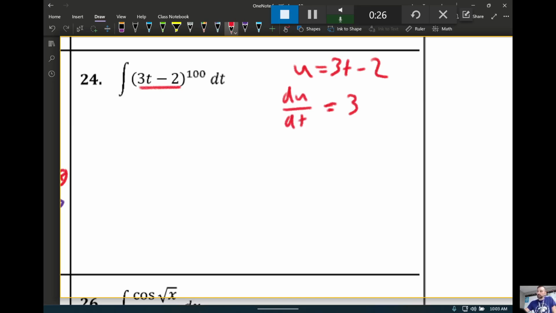Also on this, how do I know it's du over dt and not du over dx? Right, t is a variable in this question. Also, this is a dt. So, okay, then I start trying to make replacements here. It looks like in place of all of this, it's the same thing as u to the 100th.